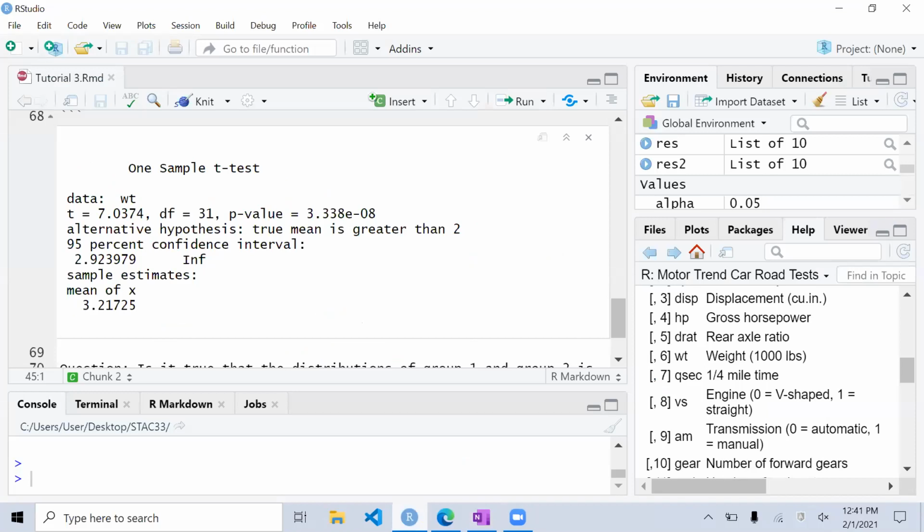So this is something to be cognizant about. And does anyone else notice another thing that's kind of interesting about this output? What happens to the p-value?